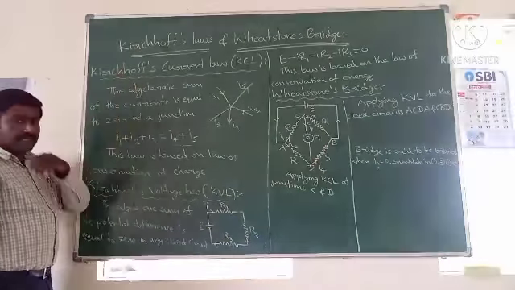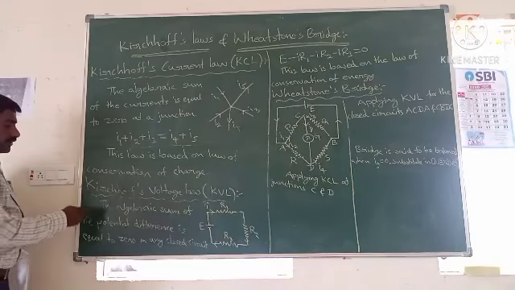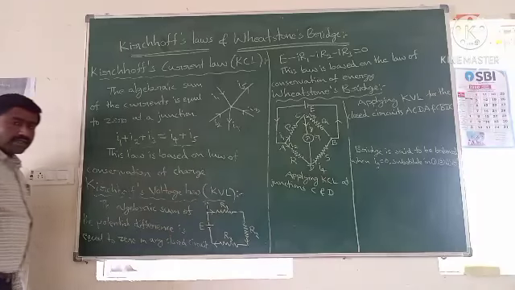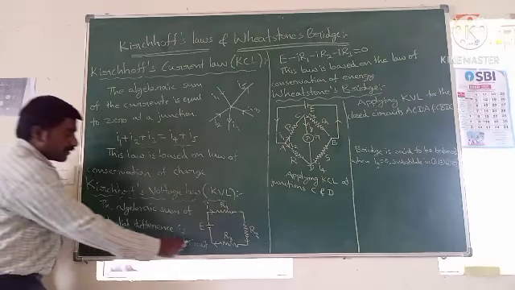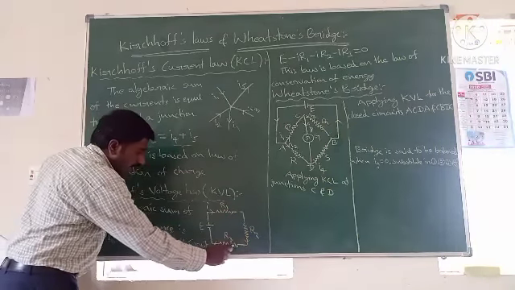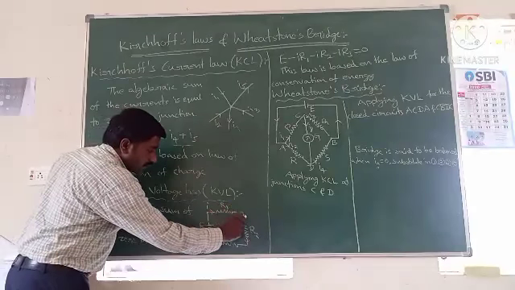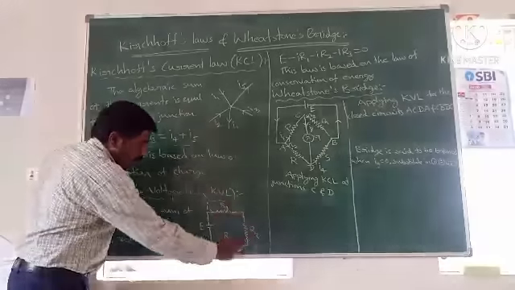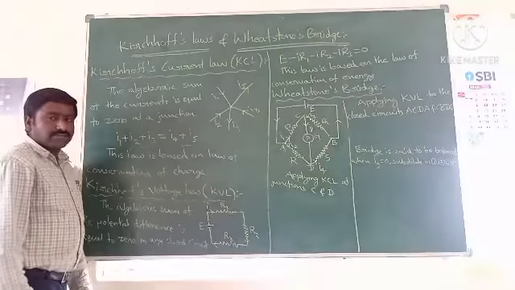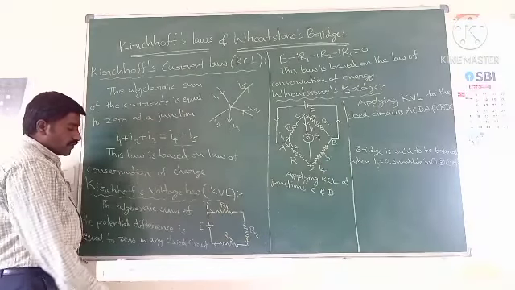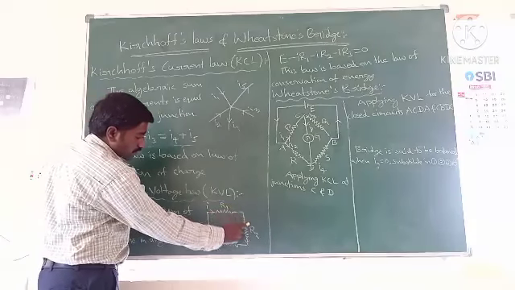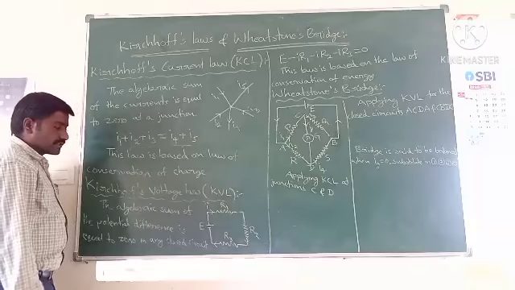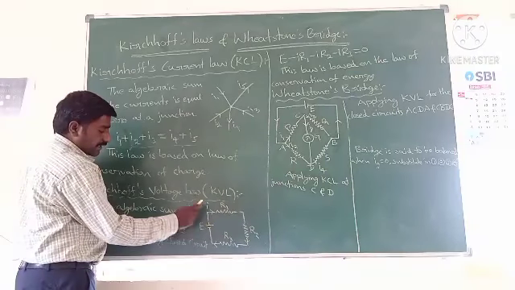That is called KCL. Similarly, the second law is Kirchhoff's voltage law, KVL. According to this law, in any closed circuit, the algebraic sum of the potential differences is equal to 0. Here it's a simple closed circuit, where we can find resistors R1, R2, R3 and a battery of potential difference E.